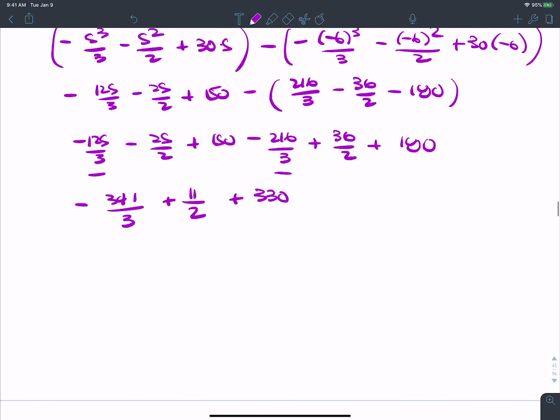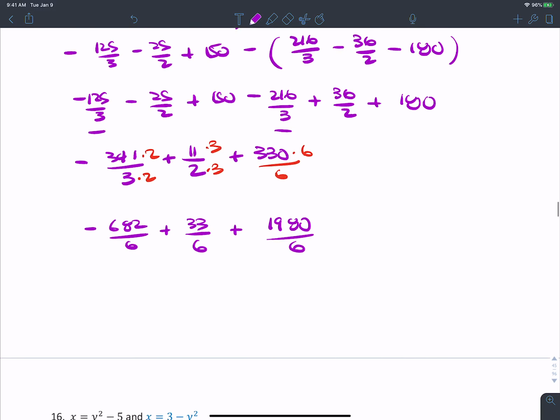Okay, now we need to have what? Don't these have to be like? What's the LCM of 3, 2, and 1? Isn't that 6? So what does our arithmetic give us? Is that 682 over 6 plus 33 over 6? Double check. And then what's 6 times 330? Is that 1800 plus another 180? Is that 1980? 1980.